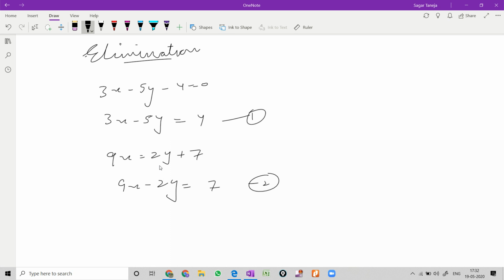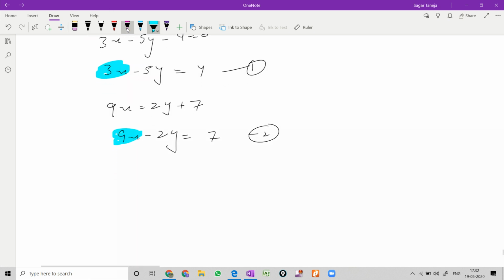Now just compare the coefficients. So here I am comparing the coefficient of x. Here the coefficient of x is 9 and here it is 3. So we have to make it same. So we can multiply it by 3. Now you are understanding it. Here we are multiplying the equation by 3 to make it 9, because here also we have the coefficient of x 9. So let us multiply.